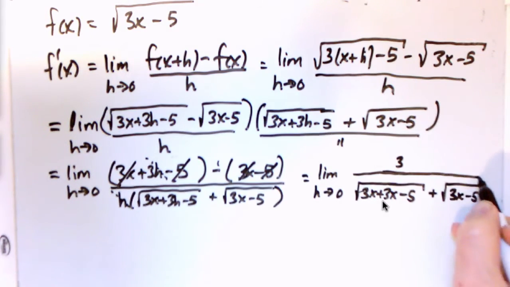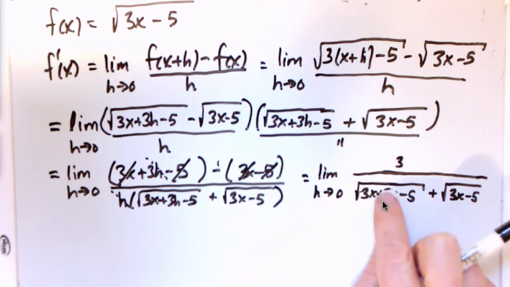It's very important that this is now a plus downstairs after multiplying by the conjugate. And I have an error here. It should be 3h, that second term.